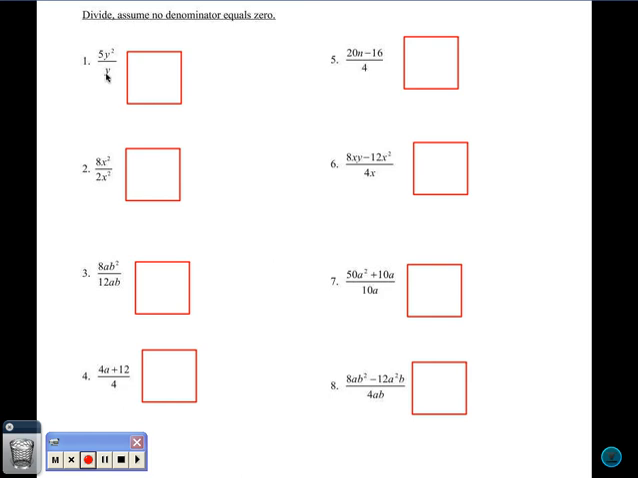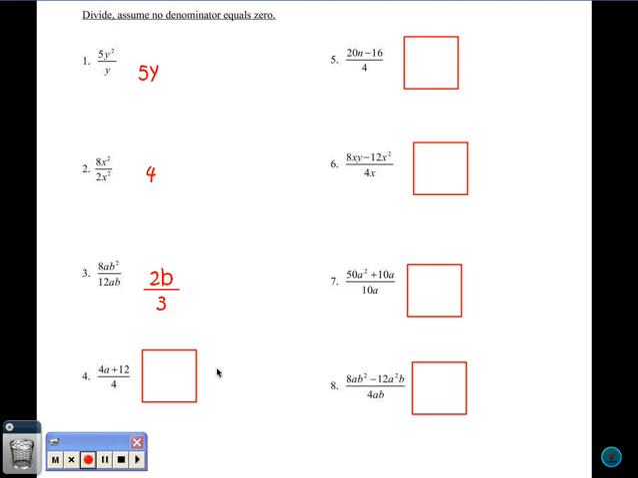In this first term, by the way, it says assume no denominator equals 0. We assume that because if it did, we would have an undefined number, since you can't have a denominator of 0. So 5y squared over y is very simply 5y. Y squared over y is y. This is review from dividing exponents. 8x squared over 2x squared, well, the x squareds divide to 1, and then it's just 8 over 2, which is 4. 8ab squared over 12ab, the a's divide to 1, the b's, we're going to have a b on the denominator, and then 8 over 12 needs to be simplified. 4 goes into both, so that's 2b over 3.